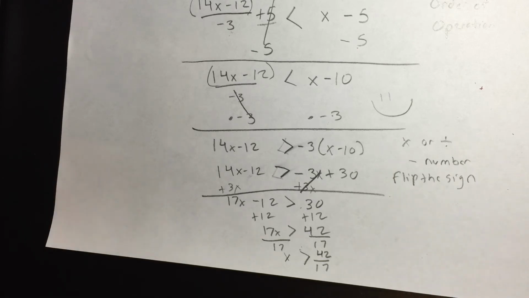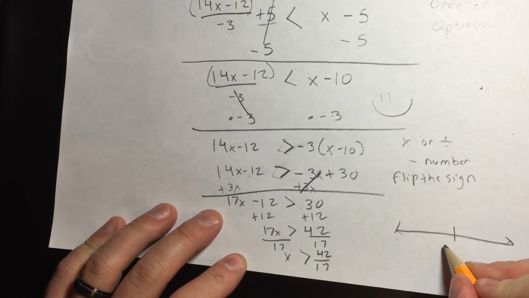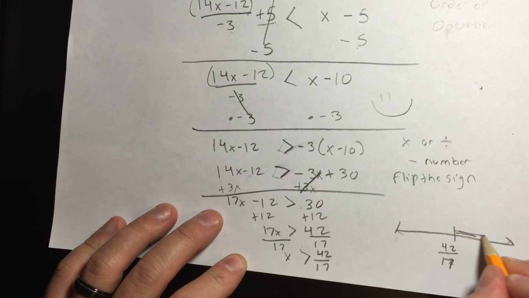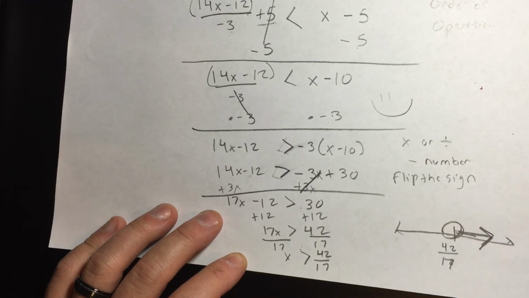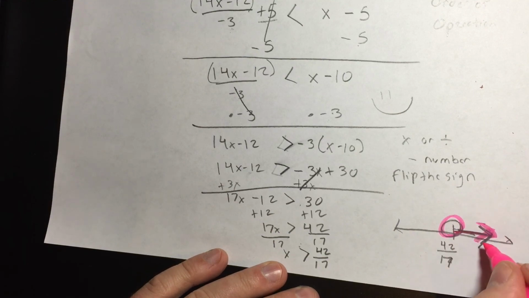Okay? When I plot on the number line, I'm looking for numbers greater than 42 over 17. So that means it has to go this direction. And it also has to be an open dot because it's not included. It's not equal to. Again, open to the right.